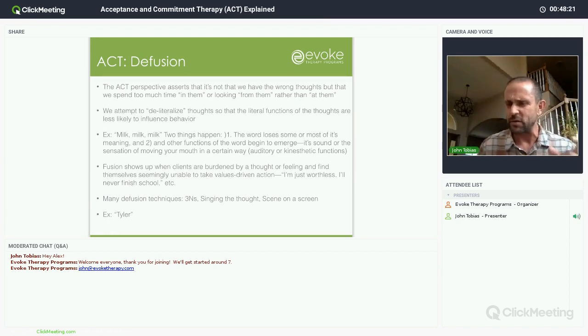And that word function is a bit tricky. It comes from the behavioral tradition. We could insert the word aspect there, and it might make more sense. So instead of the literal aspect of the word milk, other functions or other aspects of the word begin to emerge. And I might do this with a more meaningful word.